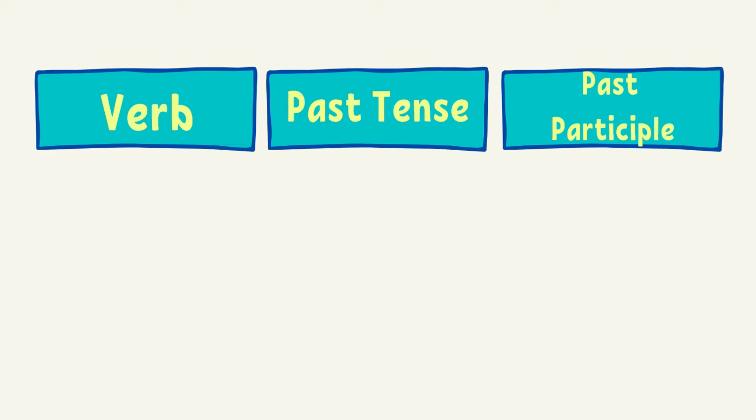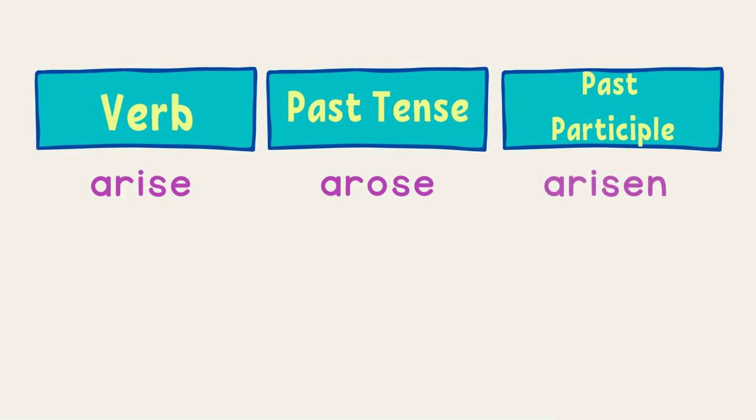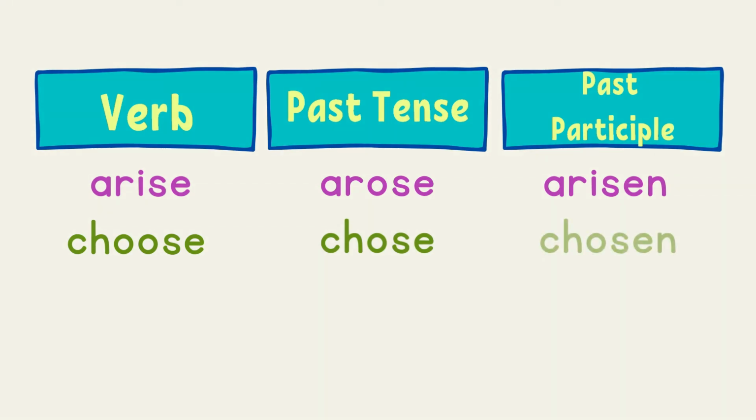For the verb arise, the past tense is arose, and its past participle is arisen. For the verb choose, the past tense is chose, and the past participle is chosen. For the verb do, the past tense is did, and the past participle is done.